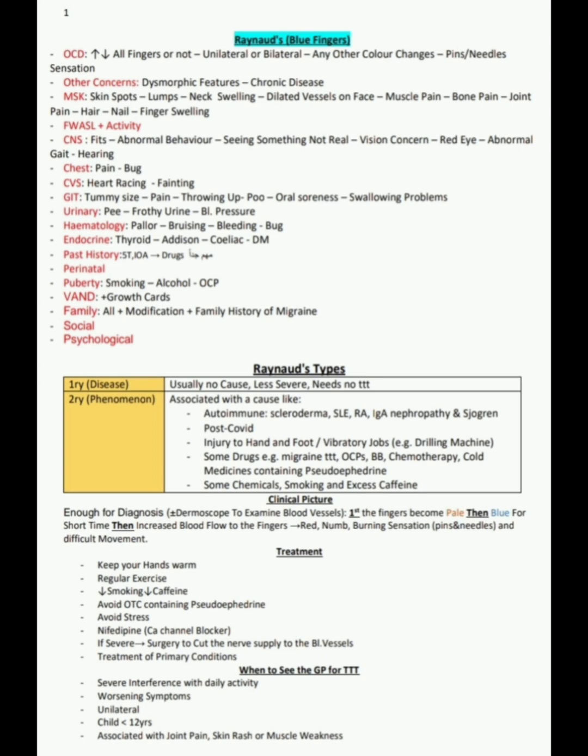So when to see the GP for treatment? When should we go? If severe interference with daily activity, worsening symptoms, unilateral, child less than 12 years of age, or associated with joint pain, skin rash or muscle weakness. So this is all about Raynaud's phenomena or blue finger history.